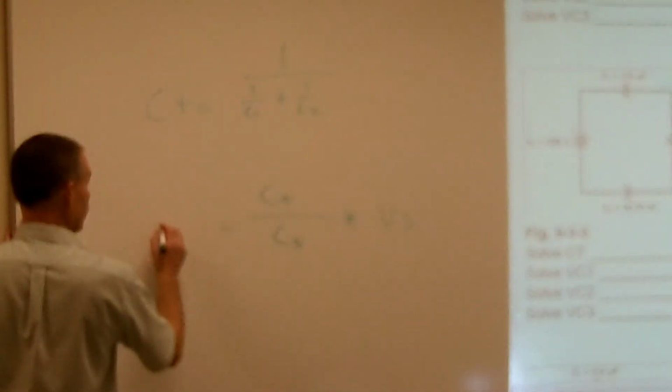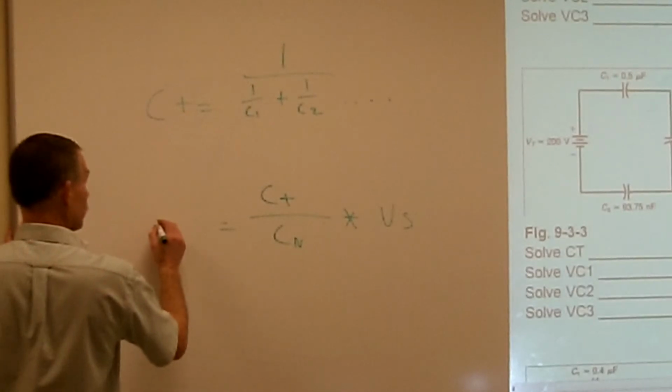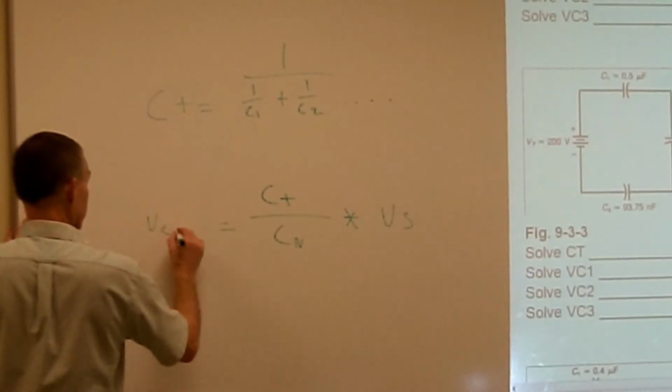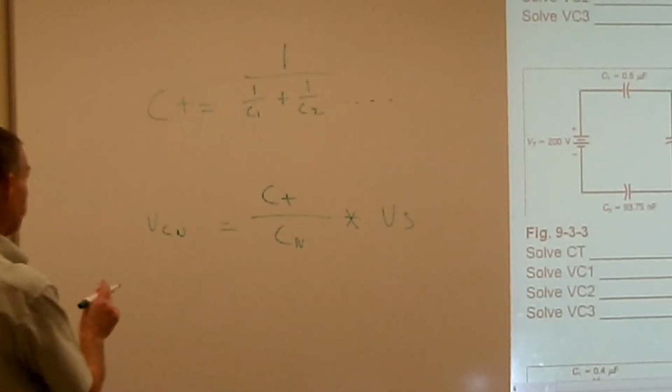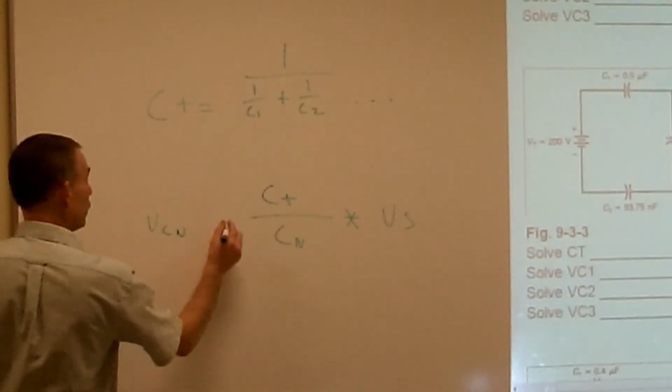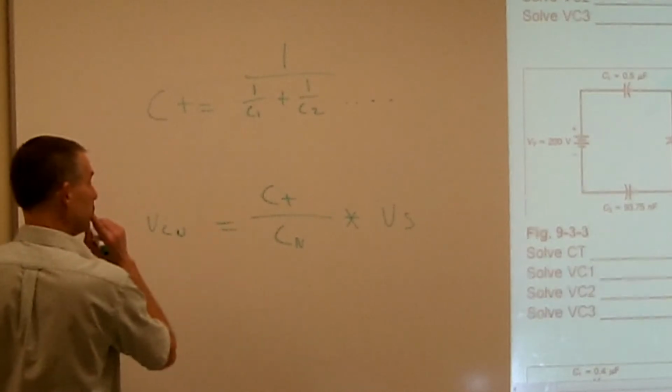All right, so let's see. So this one was our voltage of our unknown. Okay, so you're saying you do what now, Bob? Well, multiply both sides by CN over CT.